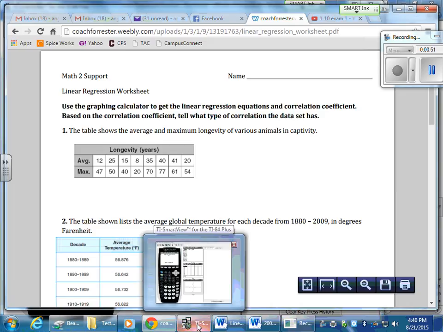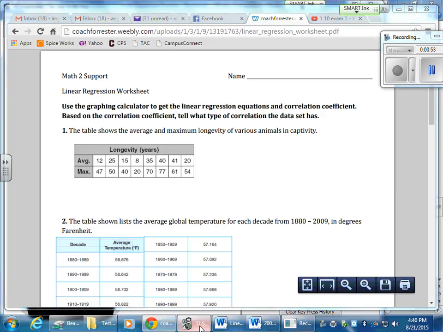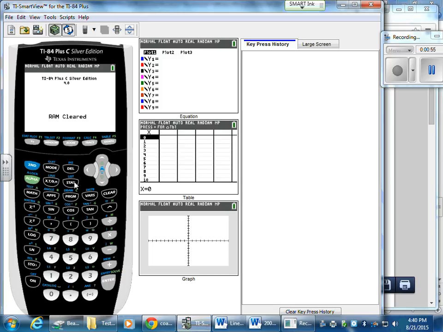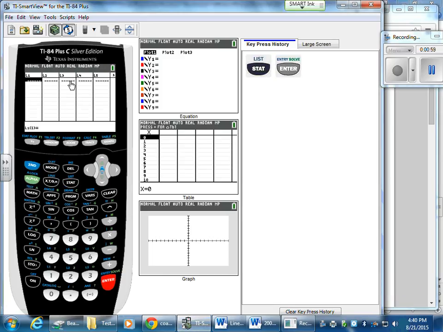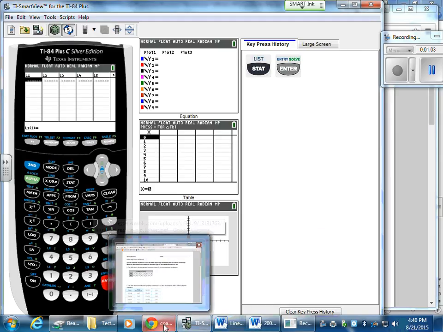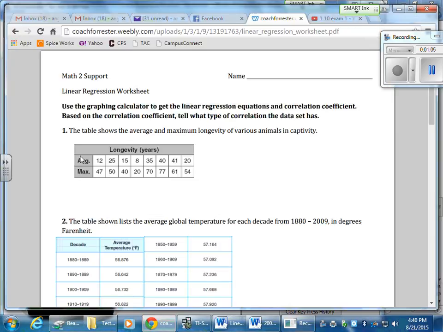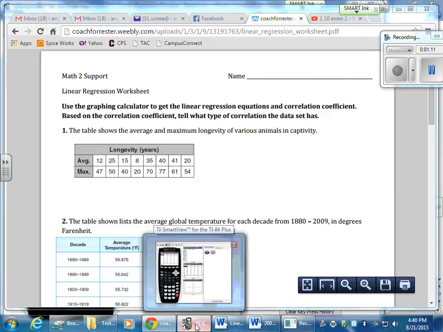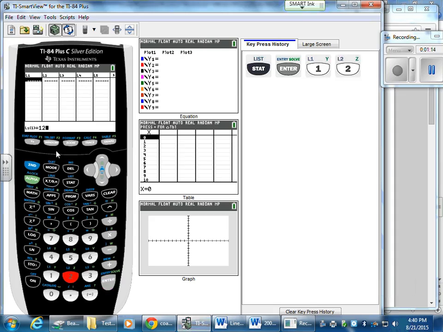So I'm going to go to the calculator. I've got to enter this data. So on the calculator, to do that, I push stat and then enter. And that takes me to my list. And then I'm going to type these numbers into my L1 and my L2. The X's, the average, is going to go in L1, the max is going to go in L2. So I'm going to start with 12, 25, and 15.